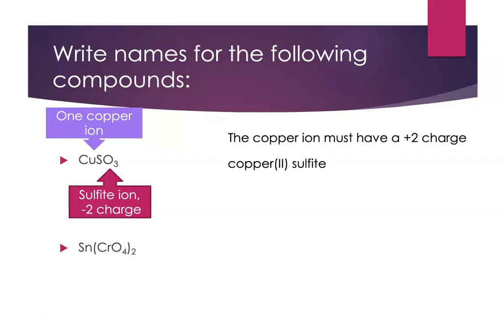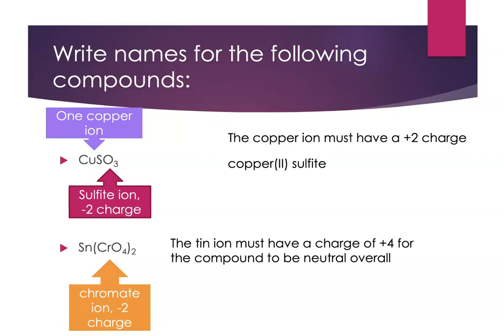And then I've got CrO4, that's a polyatomic ion. That's the chromate ion, and it's got a charge of -2. I also noticed there's 2 copies of the chromate ion, right? Because it's in parentheses with that subscript 2. And I've got a neutral compound. So if I've got 2 copies of -2 and only one cation, the cation has to have a charge of +4. Right? The tin ion must have a charge of +4 in order for the overall compound to have a charge of 0. And therefore, since the tin must be a charge of +4, the tin ion is tin(IV). And then we have the chromate ion. So it's tin(IV) chromate.